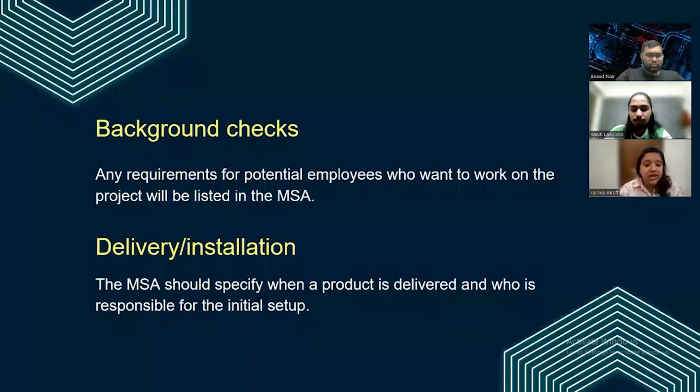Delivery and installation: the MSAs should specify when a product is delivered, who is responsible for the initial setup. This can also go in your SOW. From the start of when the product will be installed, to when it will start working, different timelines of everything are given. I have seen this usually with different kinds of tools, when marketing or operations takes it up from different vendors and puts it in the system.